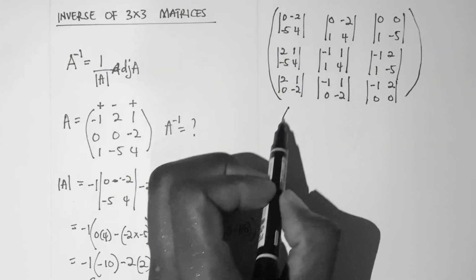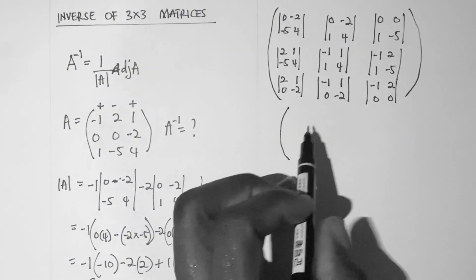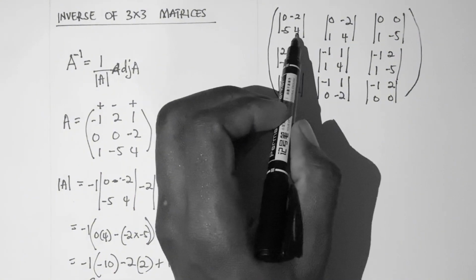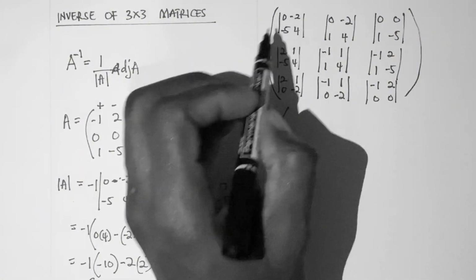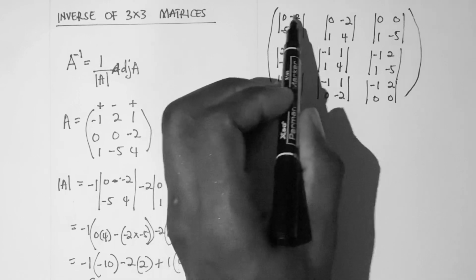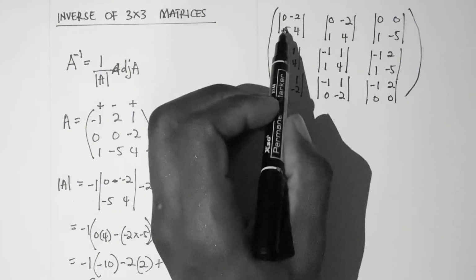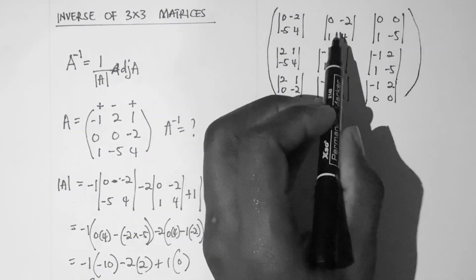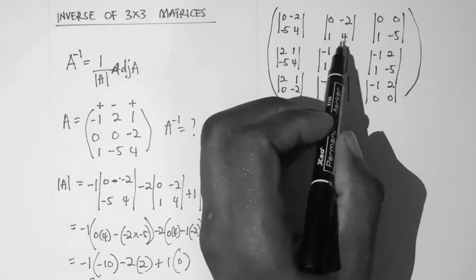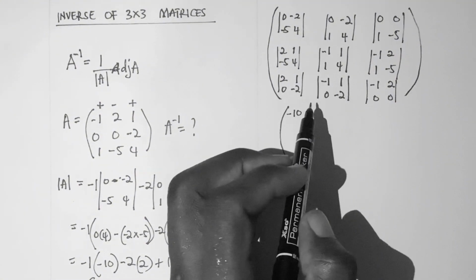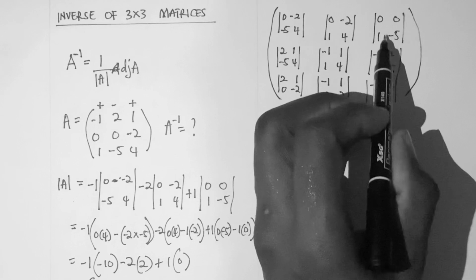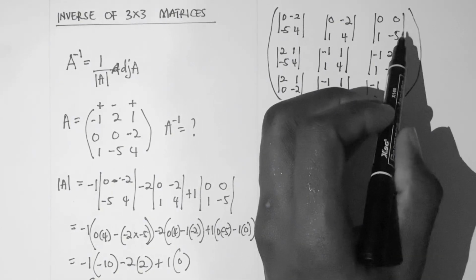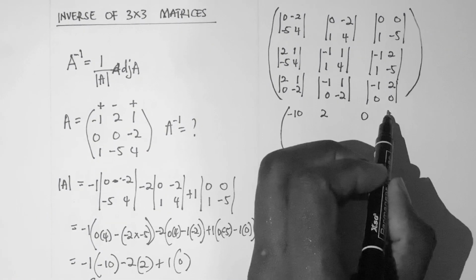So now the next thing is to find the determinant of each of the 2 by 2 matrices. So to find the determinant of this, it is 0 times 4. 0 times 4 is 0. Now minus 5 times minus 2 is 10 times minus 1. So here is minus 10. And then if we come here, 0 times 4 is 0. Now we have minus 1 times minus 2. That will be 2. Then here 0 times 0 is 0. 0 times minus 5 is 0. 0 times 1 is 0. So here is 0.